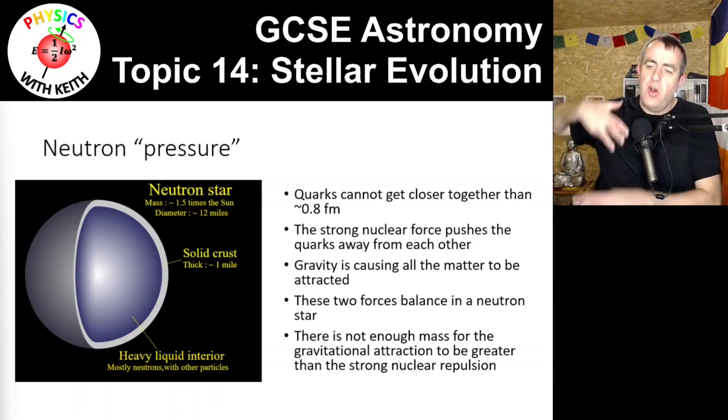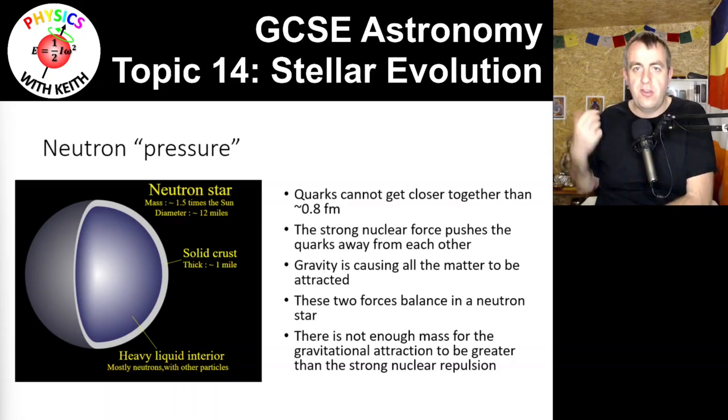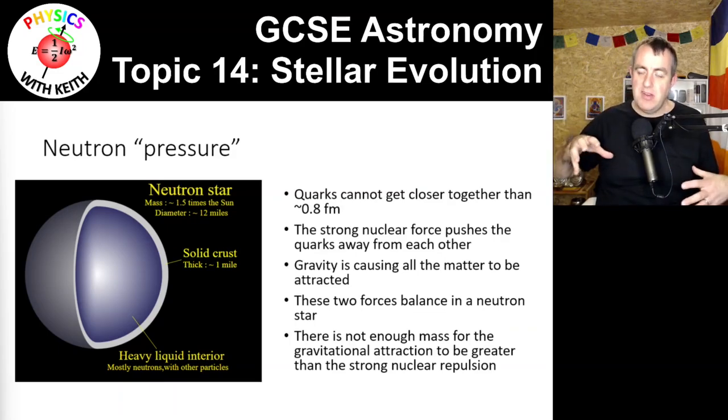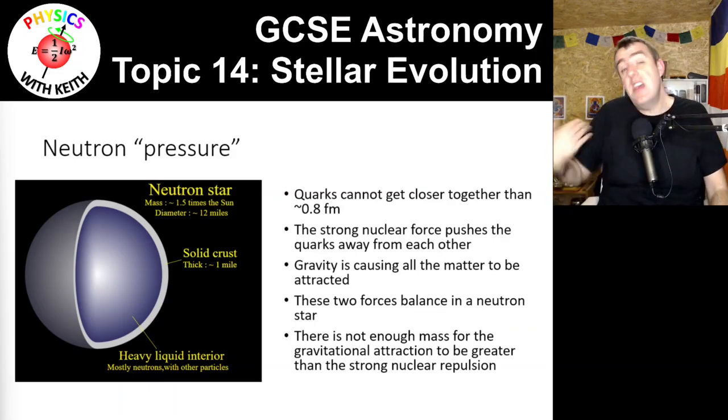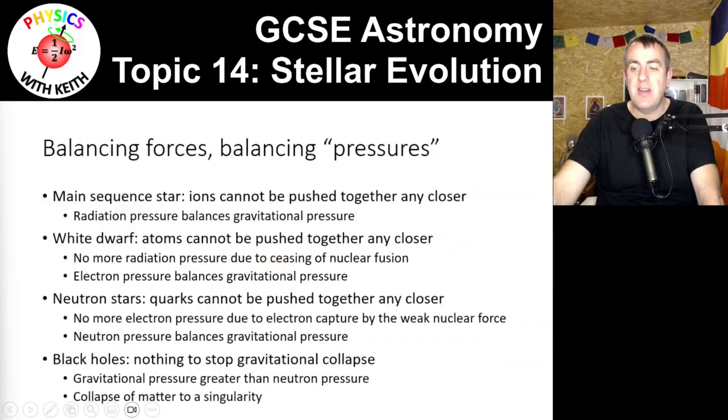But if you've got a nice stable equilibrium between that outward force from the neutrons not being able to be any closer together and the inward force from gravity, then you've got your neutron star. But if there's even more mass, so there's even more gravity, then that will cause your neutron star to collapse down even further.